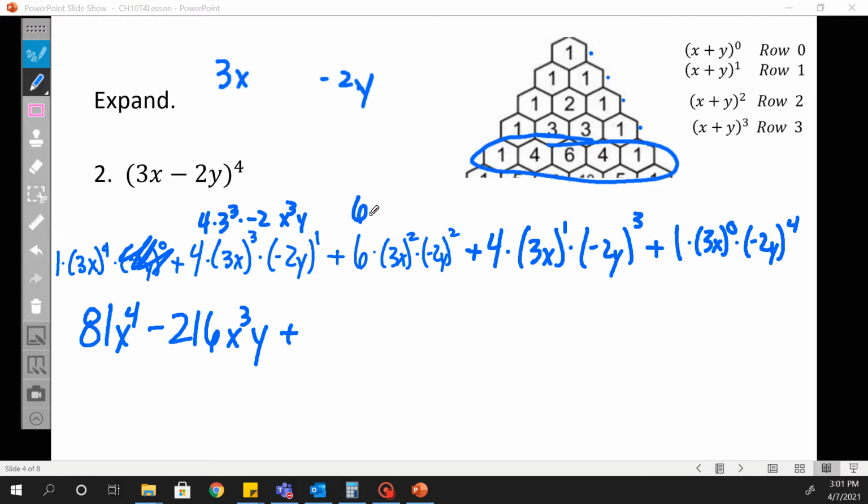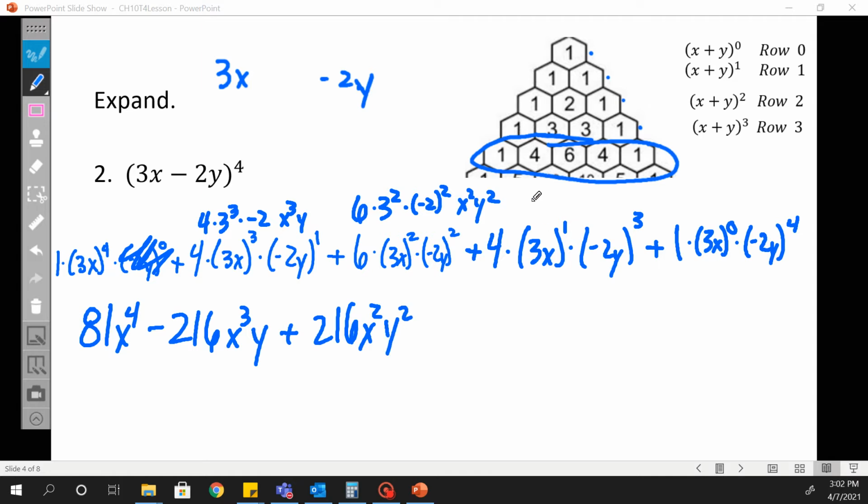Okay, next we got 6 times 3 squared times negative 2 squared, and then that's x squared y squared. So that's 6 times 9 times 4. So that's 216 x squared y squared.